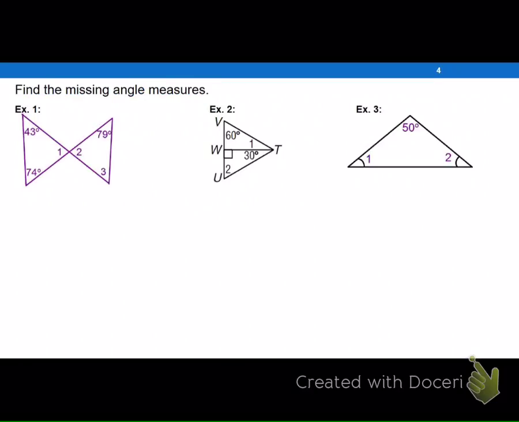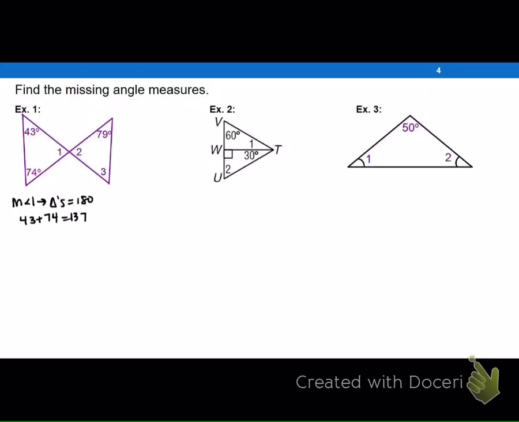Next page. So we're going to keep finding those missing angles there. So, Abby, what angle do you want to find first in example 1 there? 1. How are you going to find the measure of angle 1? You add 43 to 74 and then subtract from 180. Good. So 43 plus 74. Is that 137? Anybody done it yet?